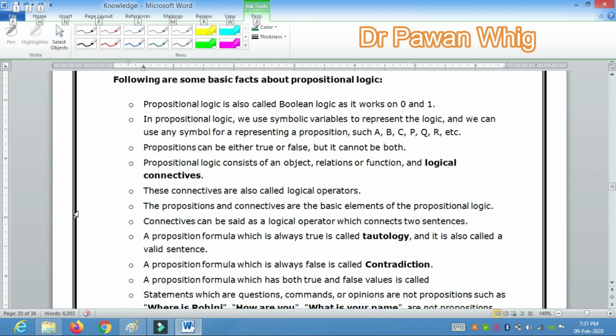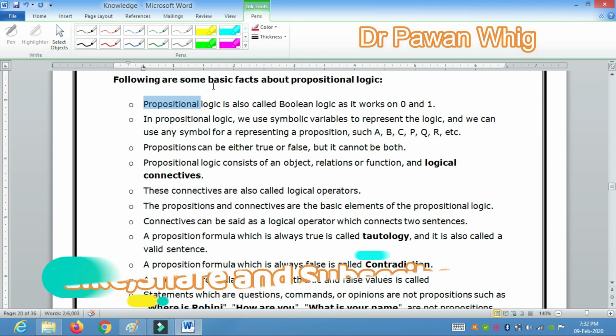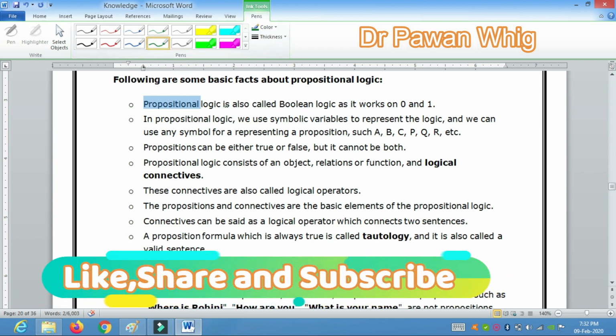These are some basic facts about propositional logic. We will cover this logic in the coming section. Propositional logic is also called Boolean logic as it works on 0 and 1. This is a very important statement. Another one: in propositional logic we use symbolic variables to represent the logic. We represent each and every statement with some symbols, maybe A, B, C, D, P, Q, R, anyone.